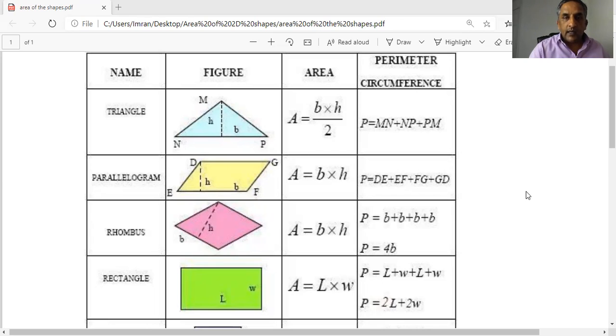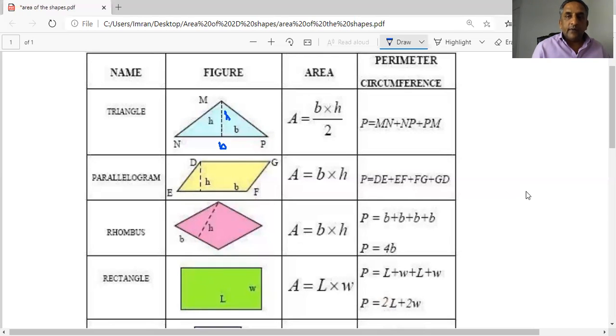So the first shape is the triangle, and we have done it in the previous videos as well, how to find the area of the triangle. Area of the triangle, as you can see here, means base times height divided by 2. B times H divided by 2. B stands for base, H stands for height. So in this triangle, base will be here and height is given here, right? So base times height, whatever the answer we get, we divide it by 2, because we have done it in a couple of videos before as well, so I'm not going to explain it here.